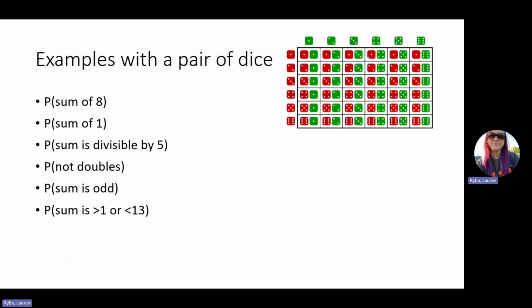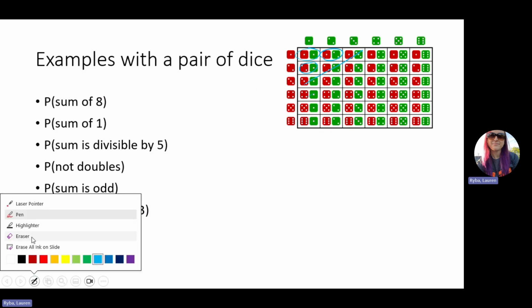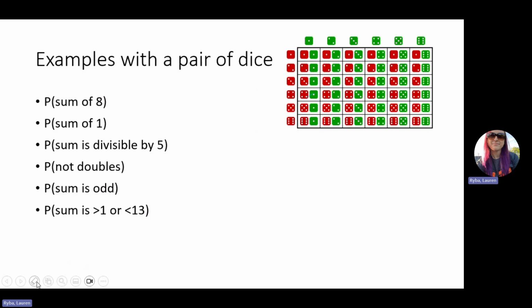The nice thing about these dice tables is that any specific sum you're looking for can be found along a diagonal. So here's the sum of 2. Here's the sum of 3. Here's the sum of 4, the sum of 5. All the diagonals going from left up to right make the same sum. So if I want to find the sum of 8, well, that's 6 and 2, 5 and 3, 4 and 4, 3 and 5, 2 and 6.